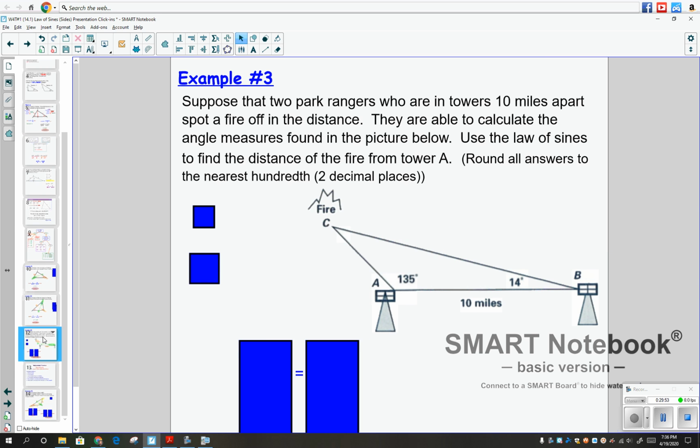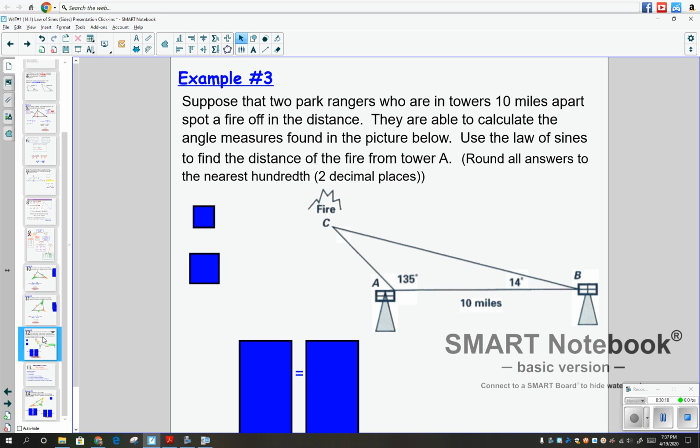Example number 3 is an application type of problem involving law of sines. Suppose two park rangers are in towers. They're 10 miles apart. One's in tower A, one's in tower B.